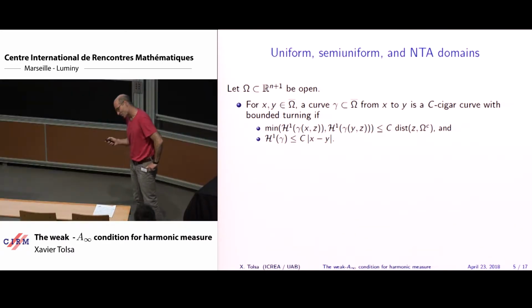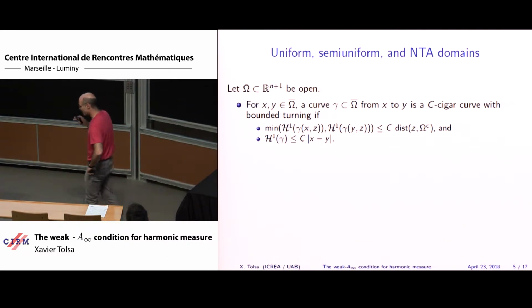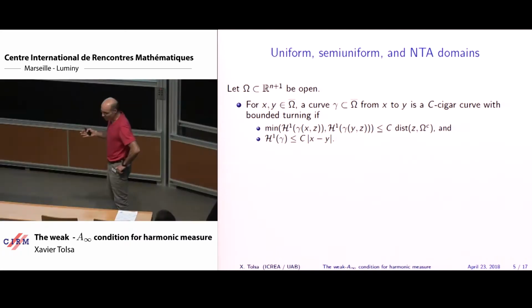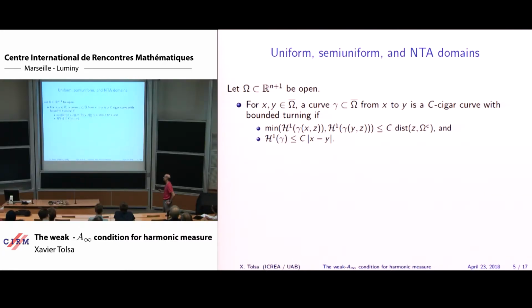Then, in order to study more general domains, it is useful to define some of them. So there is like a zoo of different types of domains, and here we will define 3 of them. So first, omega, remember, is an open set. In this talk, you can think that omega is connected, but in general this is not even necessary. So omega is open, and then we start defining what is a cigar curve with some constant c. Given x and y in the closure of omega, a curve contained in this closure that joins x to y is a cigar curve with bounded turning if it satisfies these 2 conditions here.